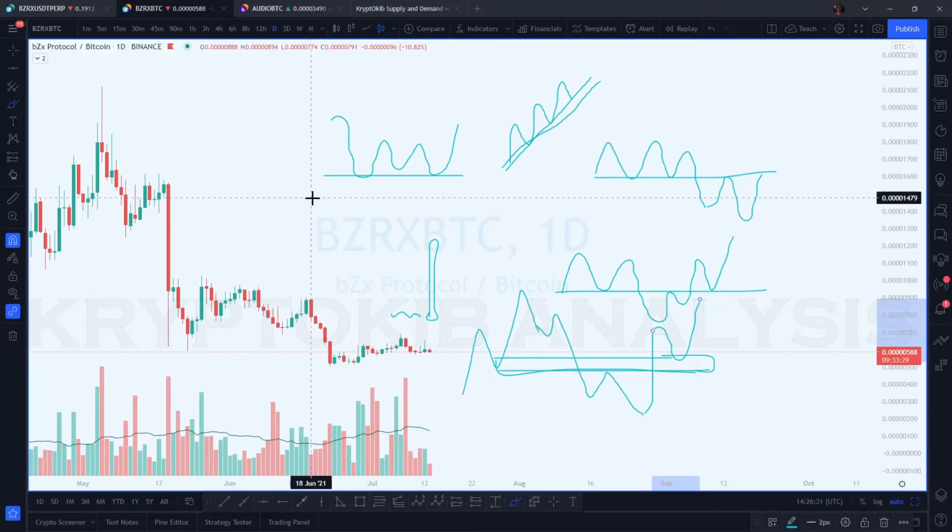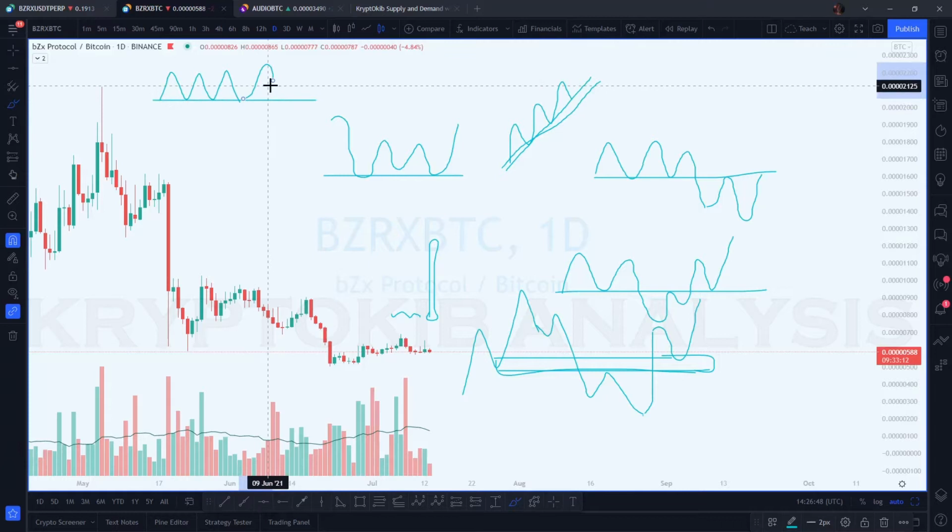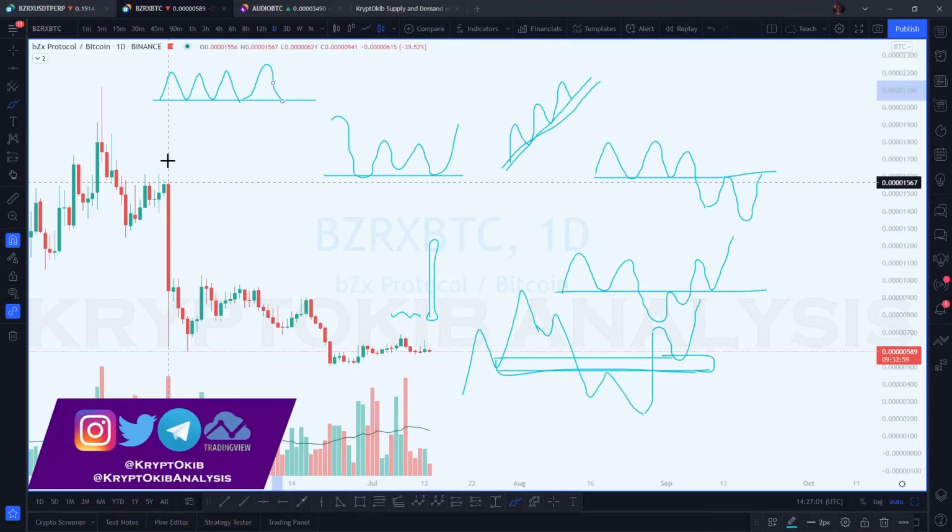Another law in support and resistance is the more touches, the stronger the zone. So if you have a price line like this that has been supporting price 1, 2, 3, 4 times, when price goes up and is coming back, you will be confident enough to place your trade there, because you believe the more touches a support zone has, the stronger it becomes. But in supply and demand, this is not true, because the more touches, the weaker it becomes.